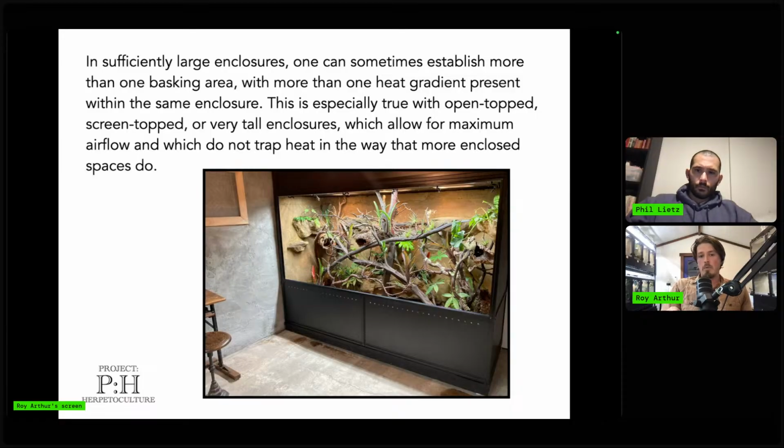So, in this example photograph, this is an 8 foot by 3 foot by 6 foot enclosure that houses a Suriname themed biotope. The primary species in there is Spilotes sulphureus, but I have a couple other lizard species that live alongside them. And there's actually three separate basking areas in this enclosure to maximize opportunity for the different occupants to thermoregulate. And the reason why I'm able to do that is because this is such a tall enclosure, and so there's a lot of vertical space to allow for a thermal gradient.